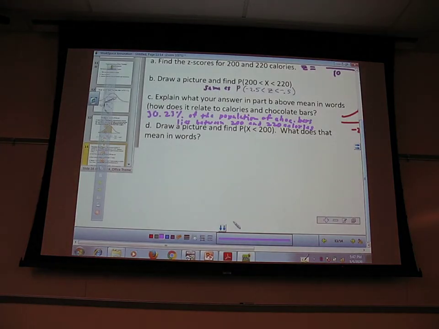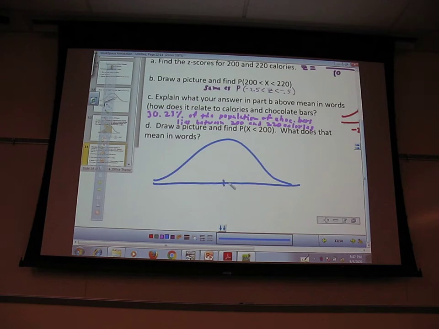Okay, so let's take a look. You guys drew a picture. So you have your little hill, and then your line across and a notch in the middle. And then x is 200. Which z-score is that? Negative 2.5. So you're going to put negative 2.5 on the left or the right? The left. I don't really care where, just on the left somewhere.